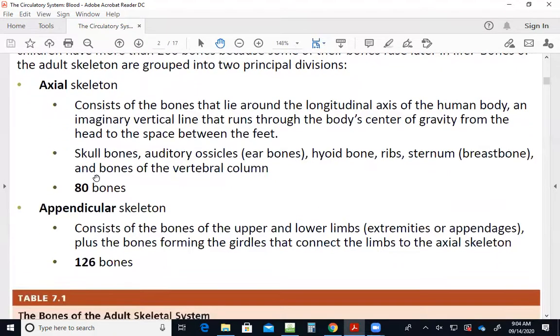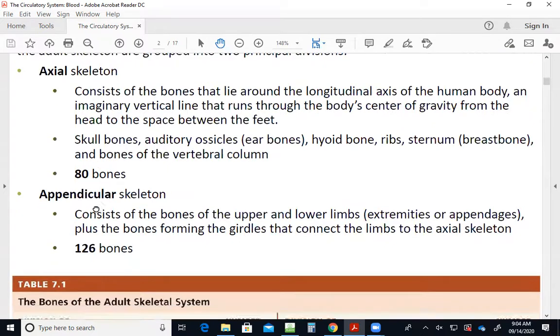The two principal divisions of our skeleton: the axial skeleton consists of bones that lie around what we call the longitudinal axis of the body. The longitudinal axis of our body is an imaginary vertical line. If you pretend that it runs vertically up and down, straight through our body's center of gravity, so right through the middle of our body, from our head to the space between the feet.